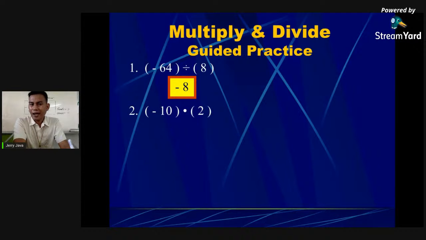Negative 10 times 2. Wait for the bell. Do not write your answer yet. Don't put in the answer yet. Wait for 30 seconds. You wait for the bell. Negative 10 times 2. That's okay.